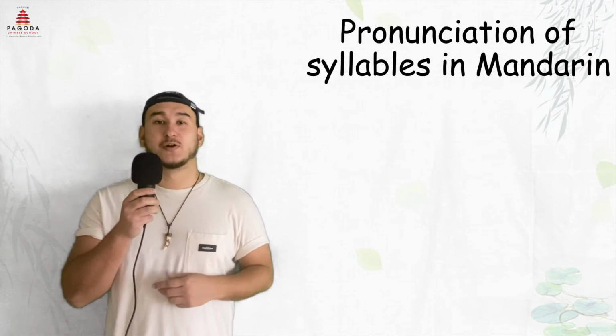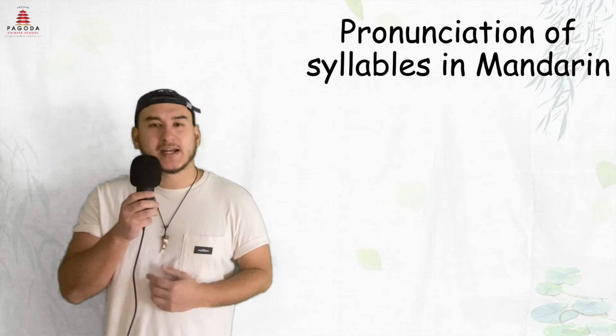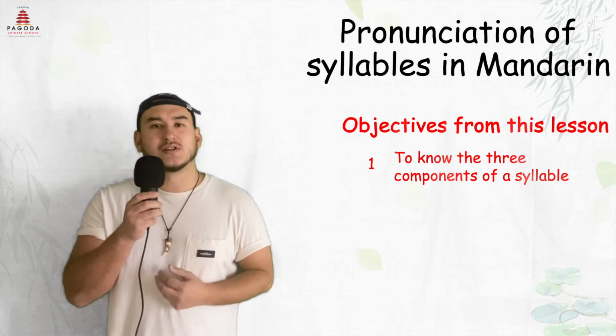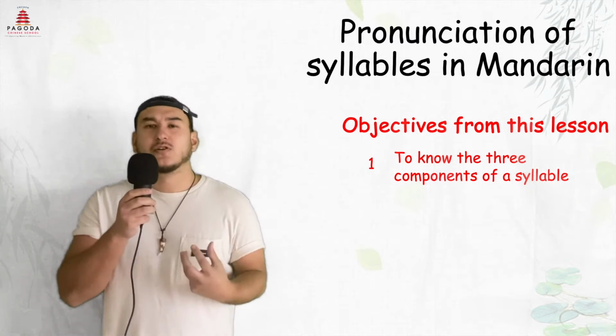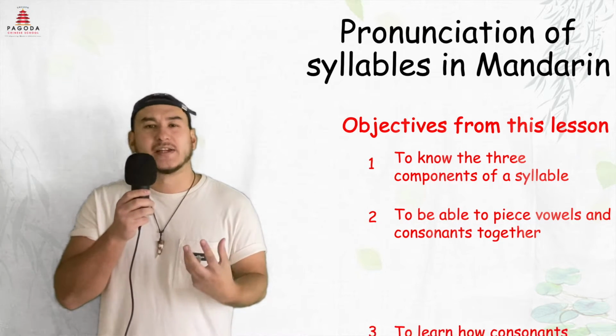you in your goal of becoming fluent in another language. In this lesson, which is the second of 8 introductory lessons, we will learn about the 3 fundamental components to a Mandarin syllable. We will also learn how to piece certain vowels and consonants together and learn how the individual sounds are spoken.